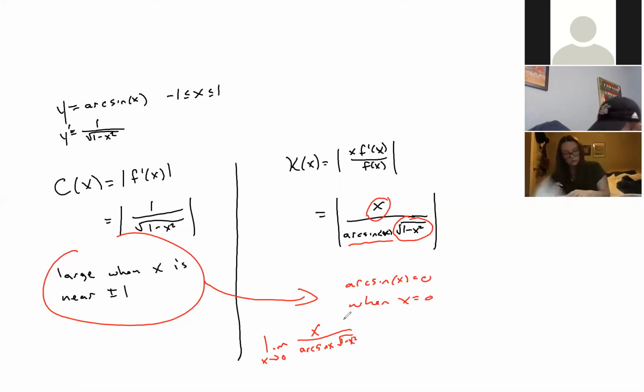Yeah, so if I want to see what's happening here, I want to evaluate this function at 0 or near 0. I can do this limit, but if I just plug in 0 as it is, I'm going to get 0 over 0. That's an indeterminate form. So we need L'Hôpital's rule.